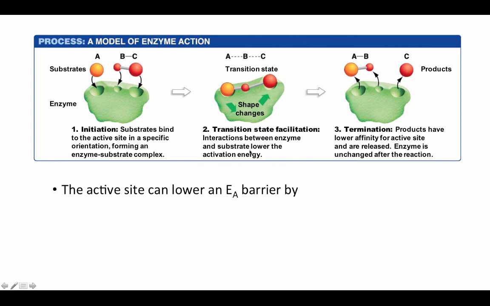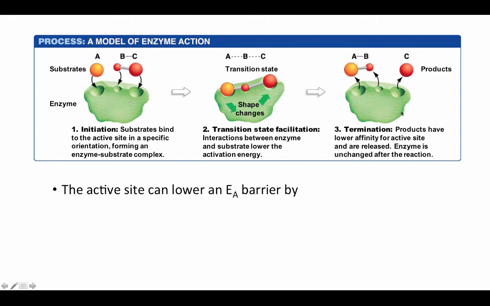Number 2, transition state facilitation. So interactions between the enzyme and the substrate are going to lower that activation energy in some way. And then finally, termination. The products are going to be released after the reaction has occurred, and the products will have a lower affinity for those binding sites, and they're going to be released.